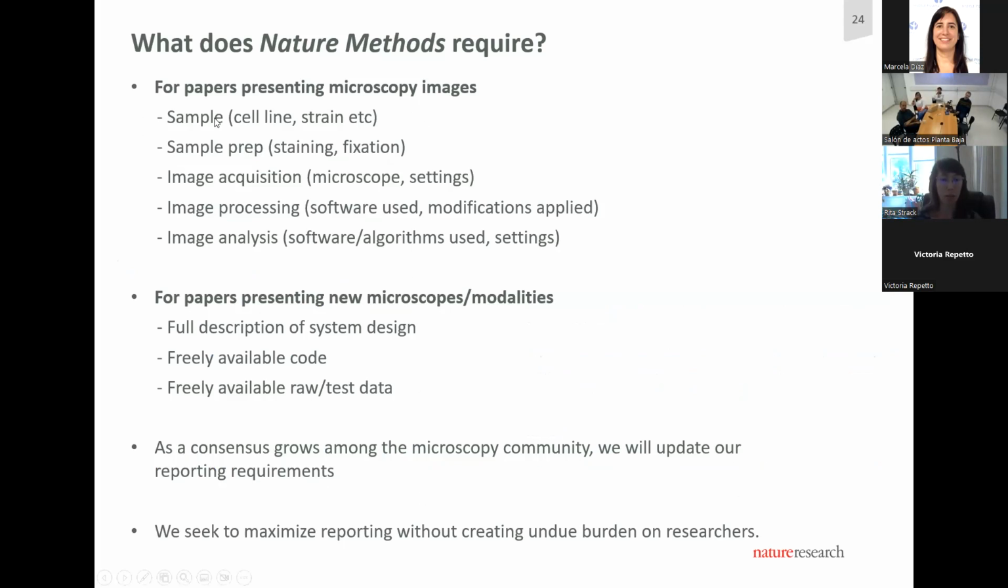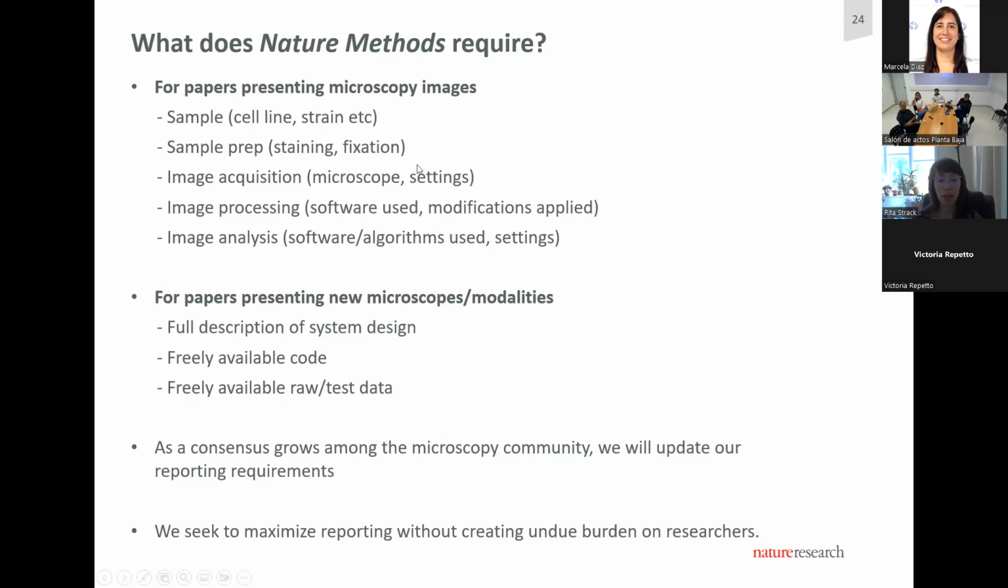So in terms of sample, what cell line, what strain you used, how you did your sample prep, how you did your image acquisition in terms of your microscope and settings, any image processing done, what software you used, what modifications were applied, and any image analysis that you used to get your quantitative results. So this sort of thing has always been our standard and will continue to be our standard.